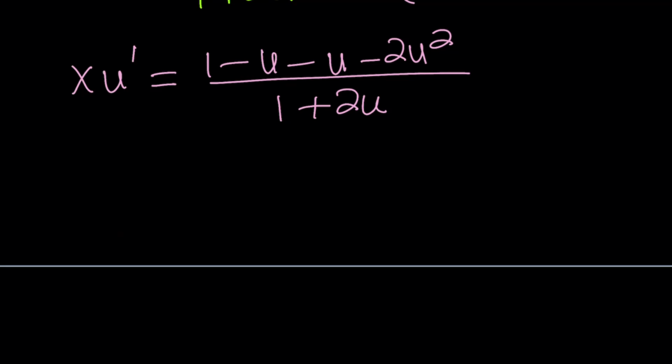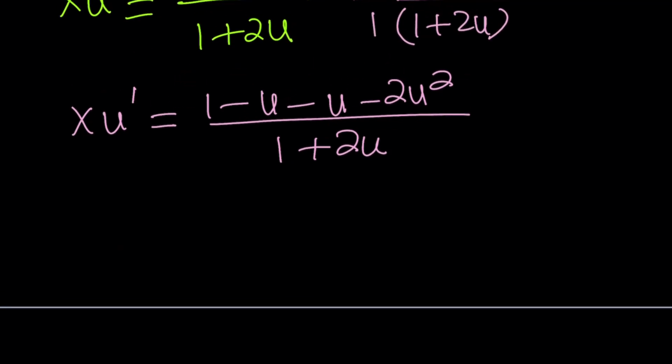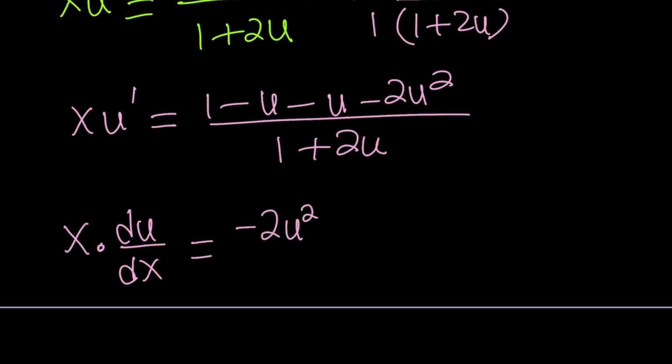U prime is the derivative of u with respect to x. So we can write it as du over dx by using the d notation. And that's helpful if you're going to end up with a separable differential equation, which is what this is, so this is going to be very helpful.